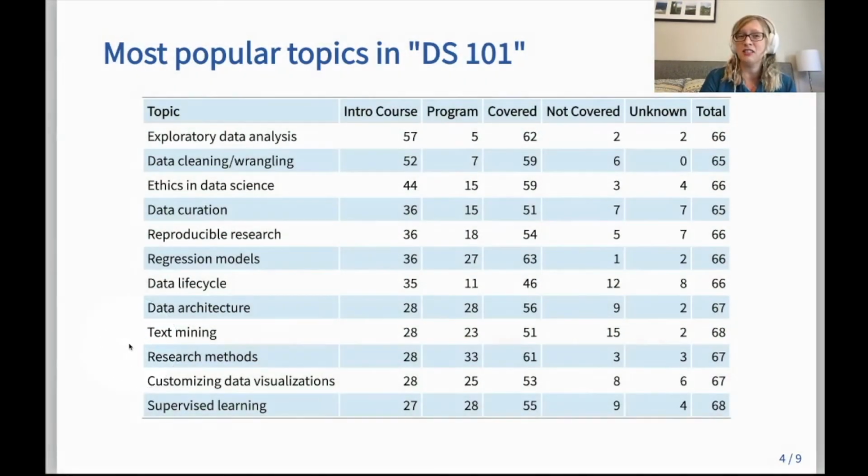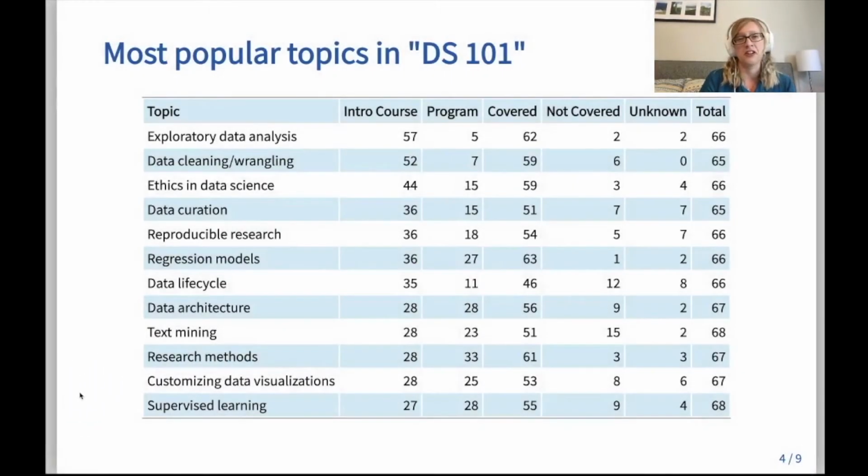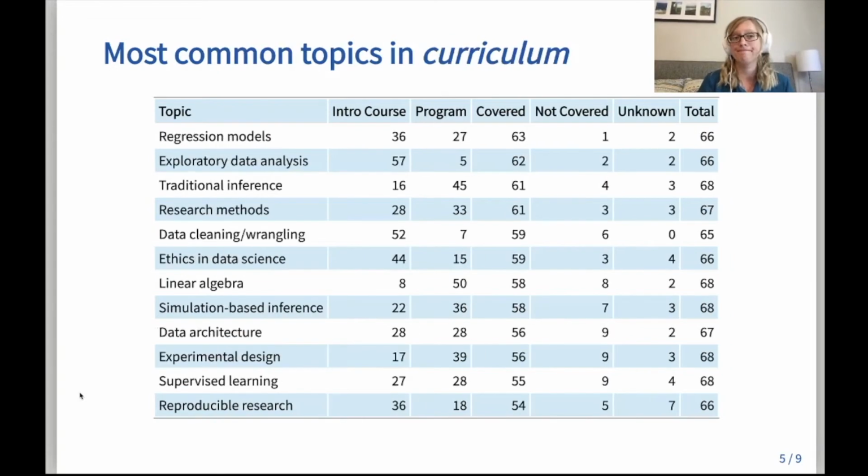And you can see that there's a lot of variation still in these most popular topics. Some classes are focusing on data architecture, data lifecycle. Others are focusing on custom visualization, supervised learning, text mining. So there's a lot of variation beyond those essential topics.